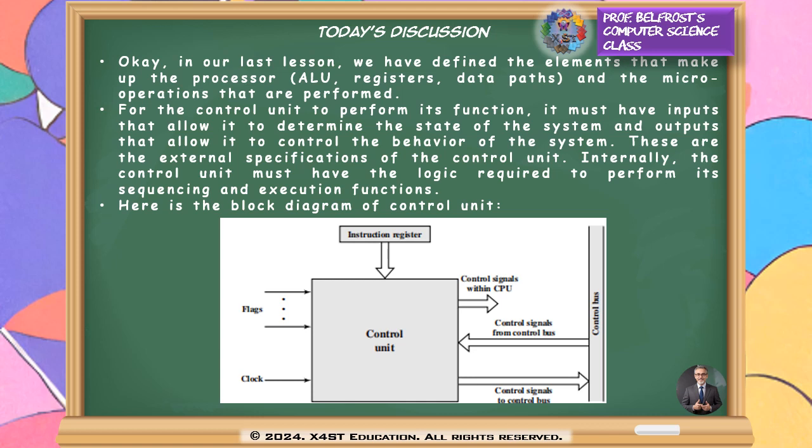For the control unit to perform its functions, it must have inputs that allow it to determine the state of the system, and outputs that allow it to control the behavior of the system. These are the external specifications of the control unit. Internally, the control unit must have the logic required to perform its sequencing and execution functions.